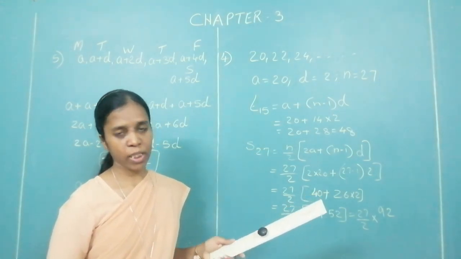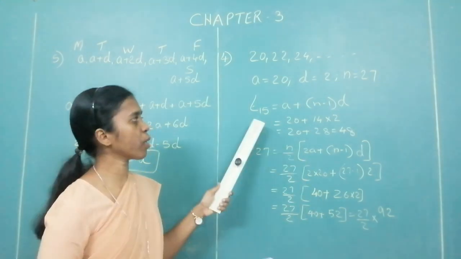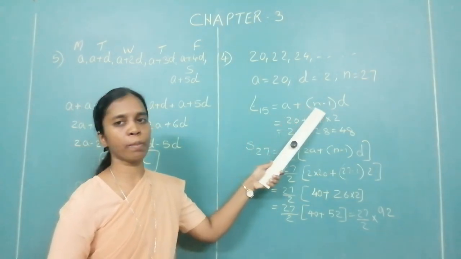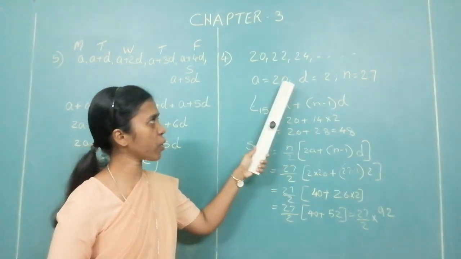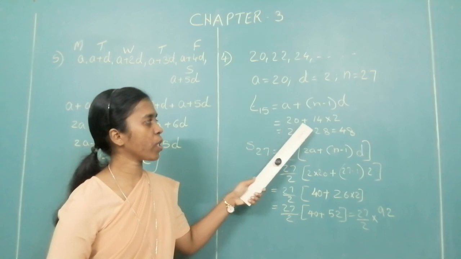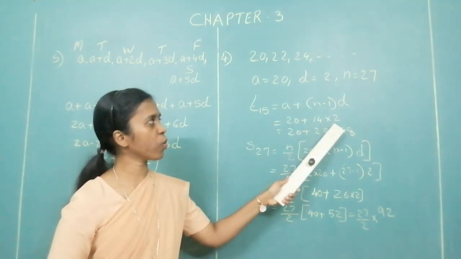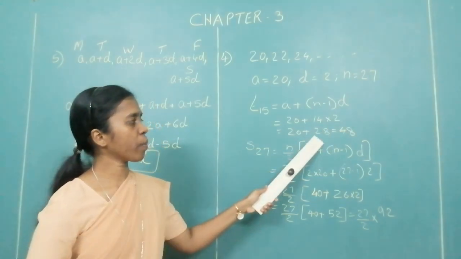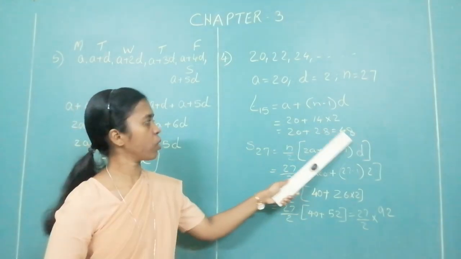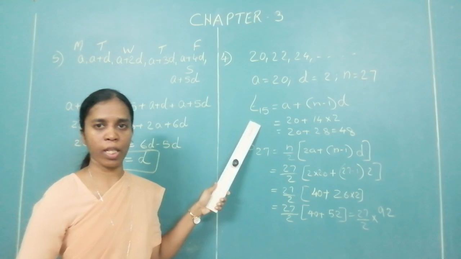Find the number of seats in the 15th row. That is T15 is equal to A plus bracket N minus 1 into D. Substitute the values. A is 20 plus N minus 1, 15 minus 1, 14 into D. D is 2. 20 plus 28, you get 48. So you got T15 as 48. That is what was asked first.